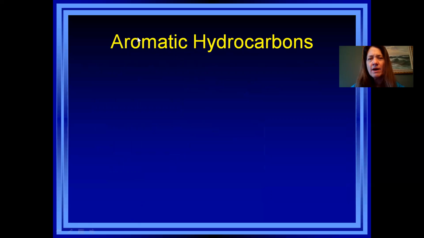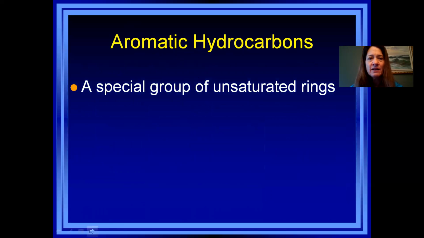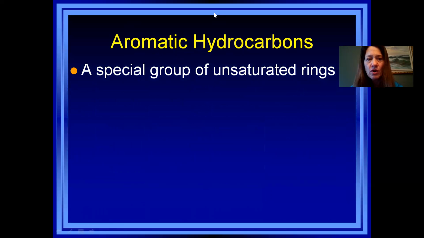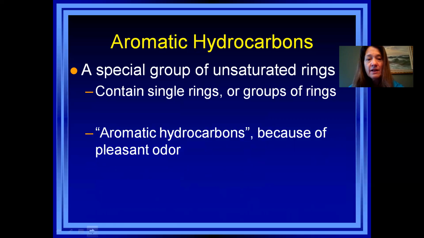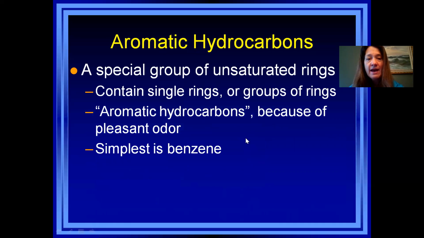All right? So there are a few ring hydrocarbons that are called aromatic hydrocarbons. What does aromatic mean? It means a smell. And that's exactly what these are. These aromatic hydrocarbons are a special group. They're unsaturated, remember, for this reason: they have single rings or groups of rings, but they're unsaturated because there is a double bond somewhere. The most common aromatic hydrocarbon is benzene.